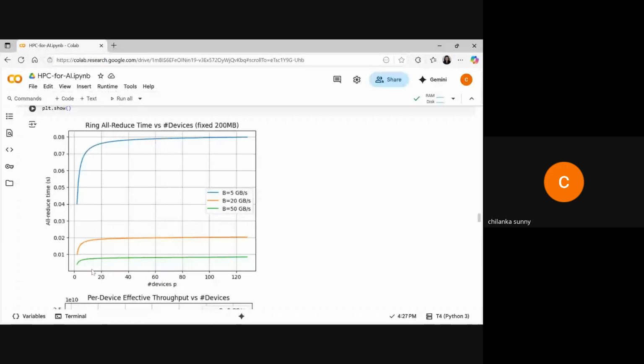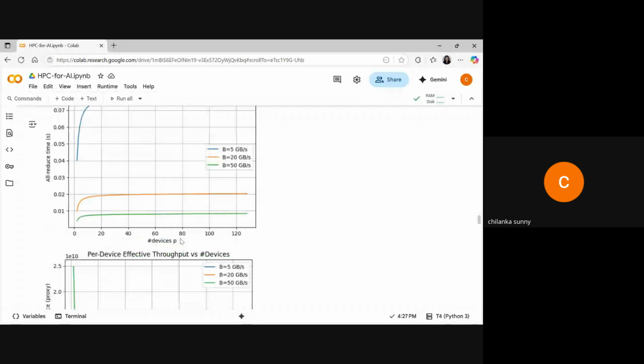So as we increase more devices, the communication time will increase, but later it will reach a saturation point. Therefore, it's okay to increase more devices, because the communication time will not increase after some threshold point.